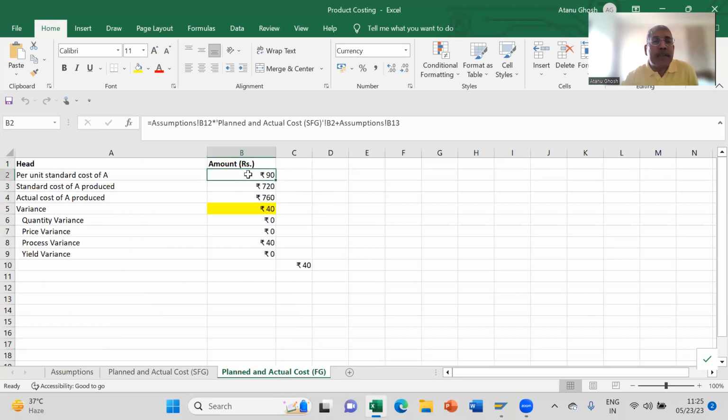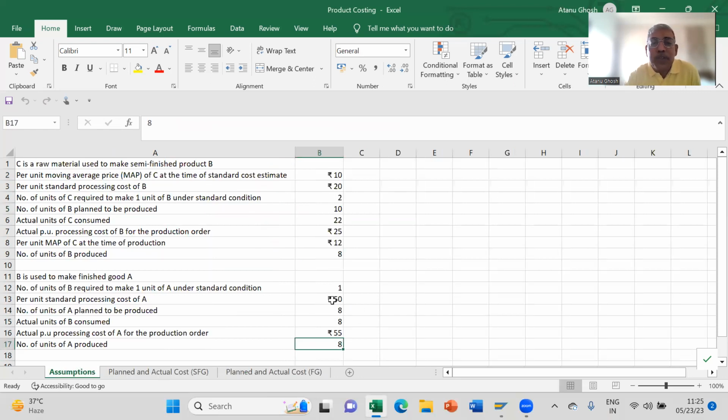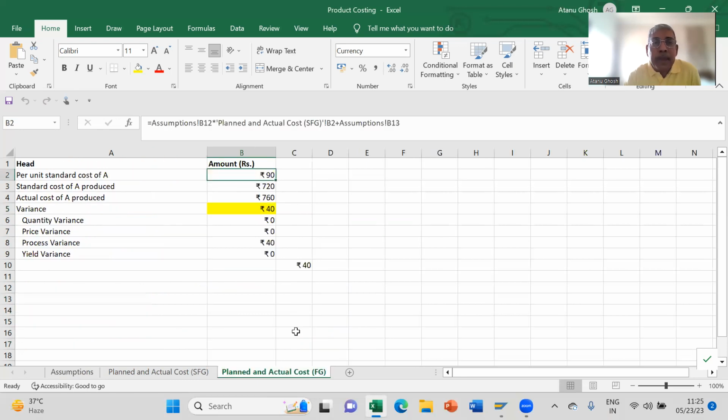So first of all, what is the standard per unit cost of A? Simple, 90 rupees, because I have to take the standard cost of B, 40 rupees, which is 1 unit of B required to make 1 unit of A under standard conditions, plus 50 rupees of processing cost, so 90 rupees. The important part is, now if I look at the standard cost of A produced, that means I've produced 8 units of A, it is 8 multiplied by 90. We'll talk about this valuation part very soon.